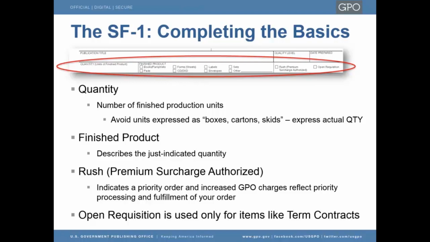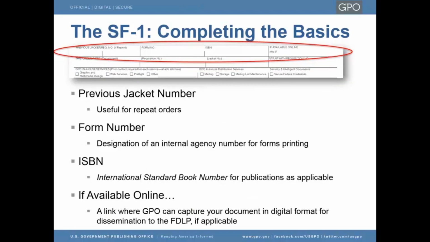This training session does not go into depth about the surcharge or the extent of the services we render for the surcharge. If you have additional questions regarding the surcharge, please reach out to your GPO National Account Manager, Regional Office, or Service Team in Washington, D.C. The next field is Previous Jacket Rec Number. If the product has been printed by or through GPO before, insert the last jacket and/or requisition number here.